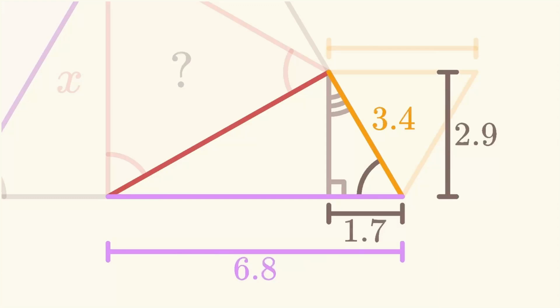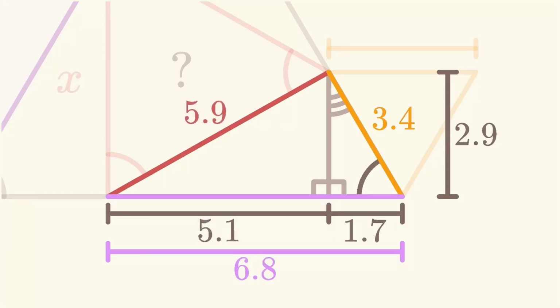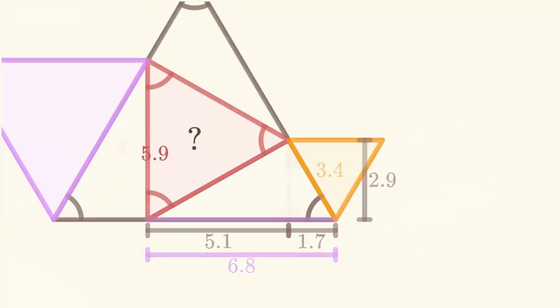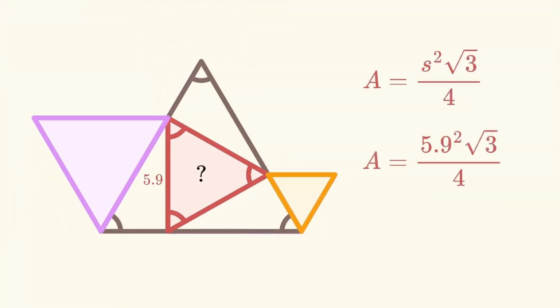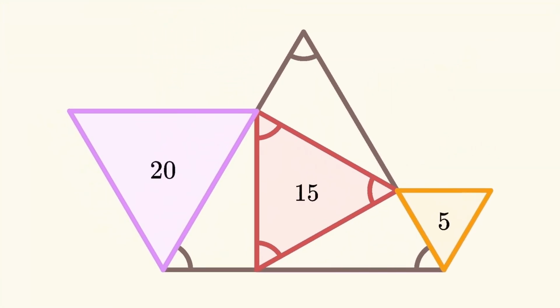Now, looking at the triangle on the left, we see that it has a 90-degree angle and that we know the lengths of both its legs. Using Pythagorean theorem, we can find the length of the hypotenuse, about 5.9. Now that we know the side lengths of the red triangle, we can use the equilateral area formula from earlier to find the area, which is exactly 15.